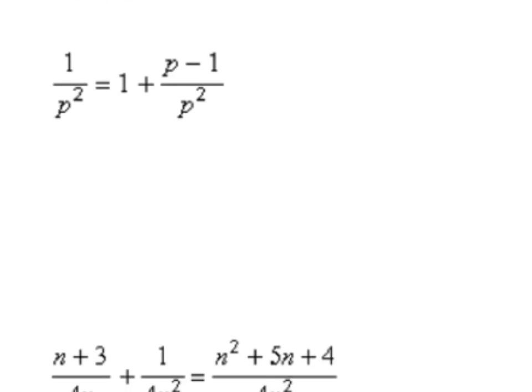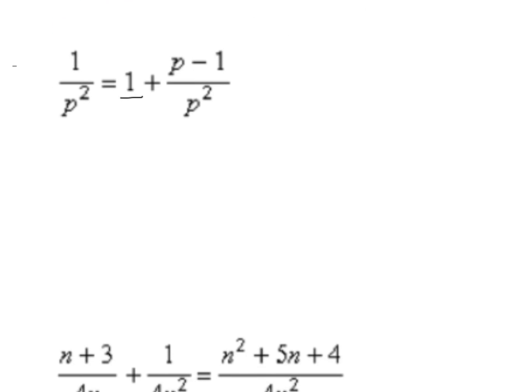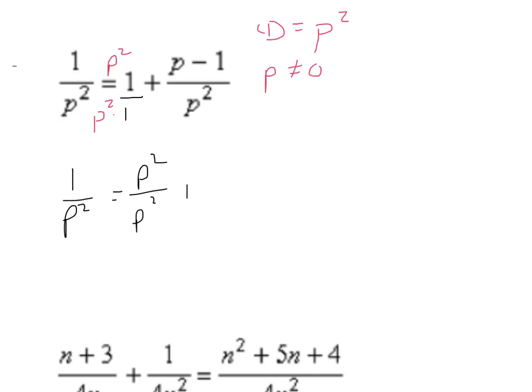Again, I'm going to go out of order because these are all similar here now. 1 over 1. In this particular case, the common denominator is p squared, and p cannot equal 0 because 0 squared is 0. So how do we get that common denominator? Well, everything has the common denominator except for the second fraction. So I would have to multiply top and bottom by p squared, which would give us 1 over p squared equals p squared over p squared, plus p minus 1 over p squared.